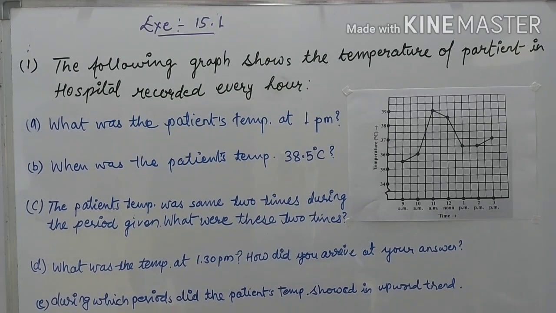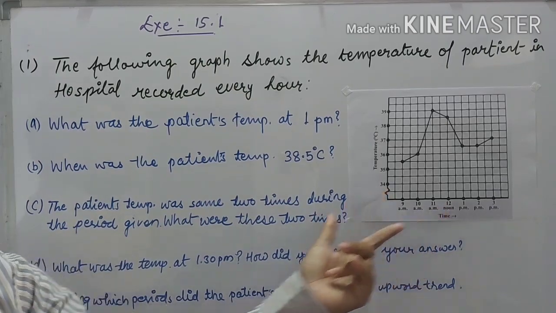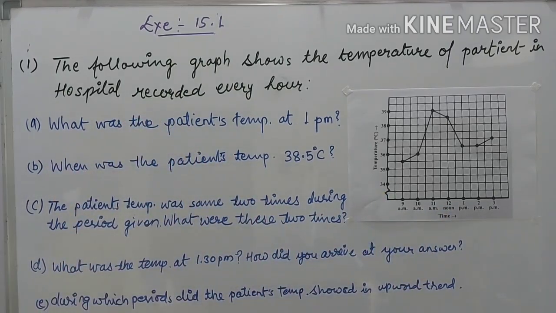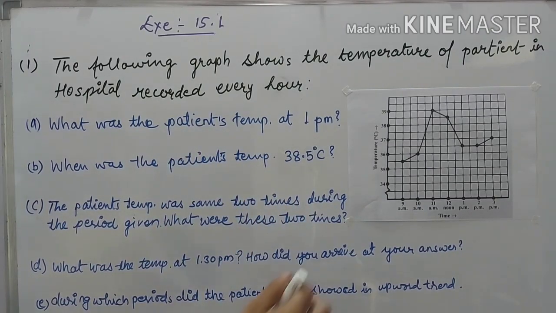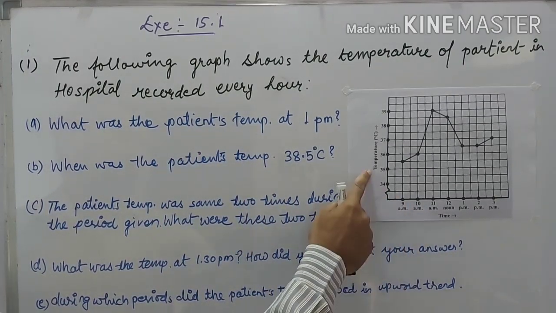Now start exercise 15.1. In 15.1, each question has a graph, and some questions will be based on finding answers from the graph. They will write the answer. Okay, the graph will be between time and temperature.